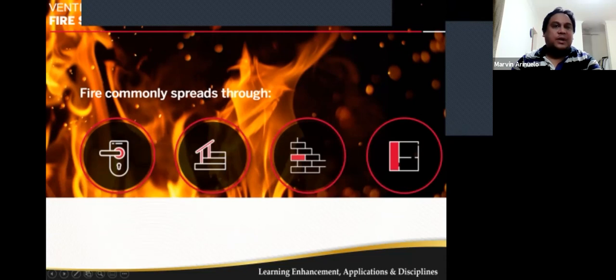The common mode of fire spread in a compartmented building is through, just remember this in your exam, how fire spreads commonly in a compartmented building: open doors, unenclosed stairways. So again, if we will use the stairway as a means of egress, it's supposed to be fire rated, no? Unprotected penetrations of fire separations, shafts, and non-fire-stopped combustible concealed spaces.